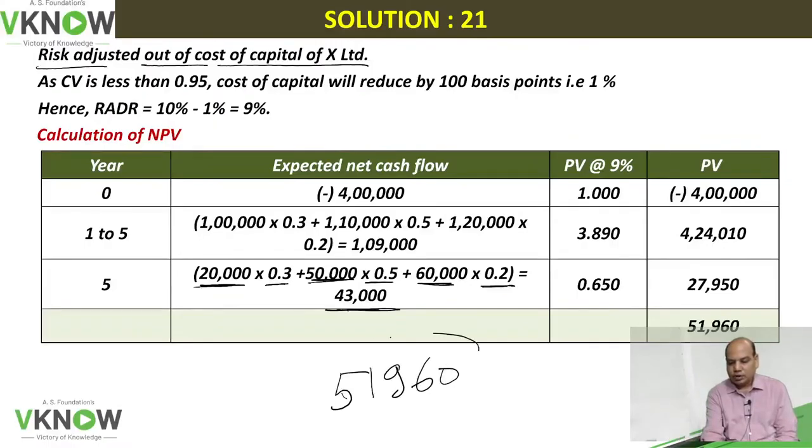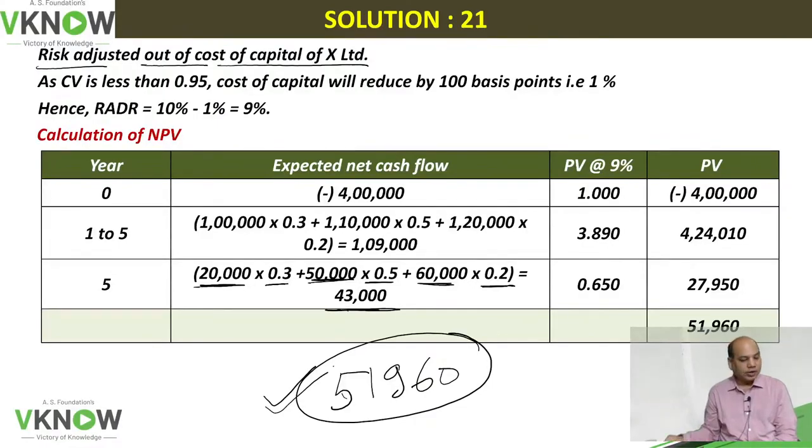Check the total and confirm whether your expected NPV is 51,960. Only say yes, it is right. Is it 51,960?